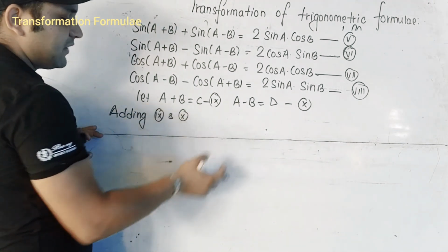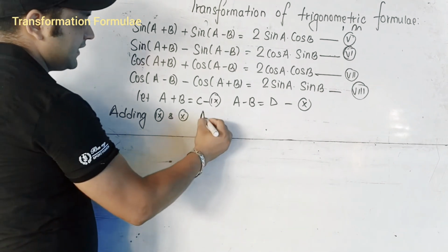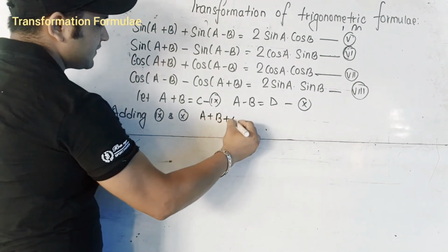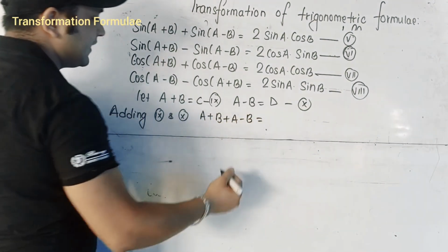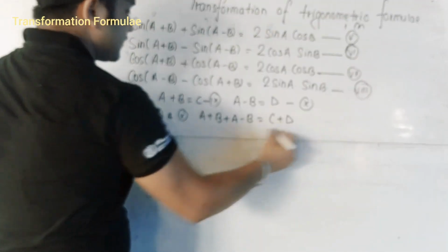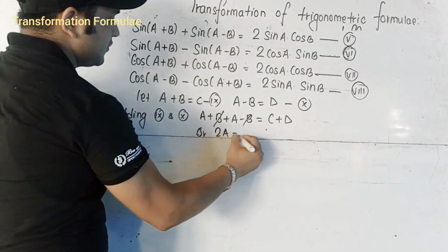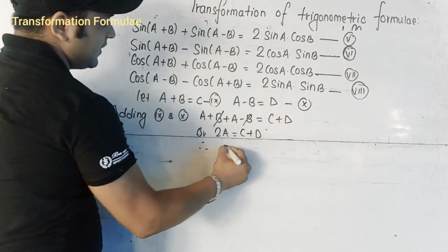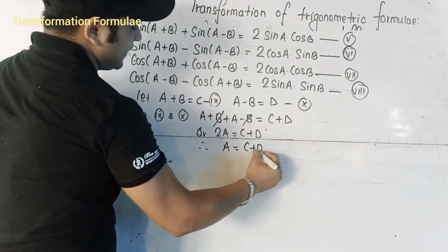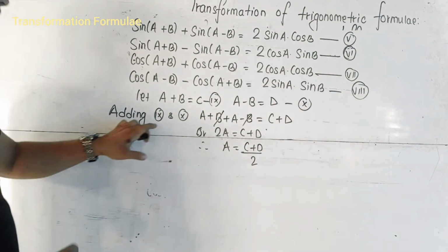When you add, we have to add the left hand side and right hand side. On adding the left hand side, we have a plus b plus a minus b. On adding the right hand side, you have c plus d. So plus b and minus b get cancelled. We'll have 2a equals c plus d, so a equals (c plus d) by 2. We get this by adding equations 9 and 10.